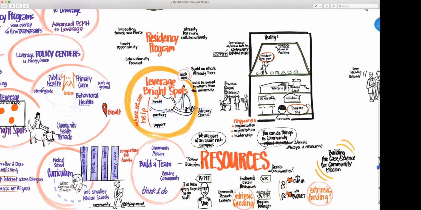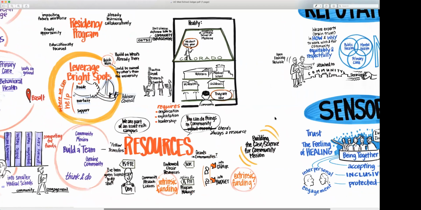And then lastly, this notion of leveraging bright spots. That was centered around putting the wind behind the sails of people that are already doing good stuff, nurturing that, supporting that. Again, this notion of building on what's already there, that they don't need to be owned by us, but could be owned by others. And we talked about community engagement. We talked about our PBRNs as being resources for that, etc. So with those strategic opportunities, we did move into this resource discussion, which is the last thing that we took on. So what do we have to accomplish this stuff?